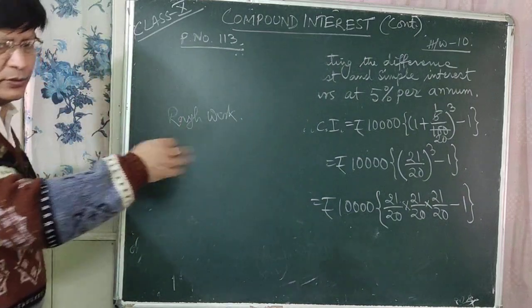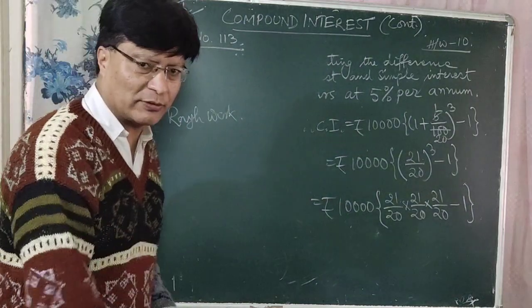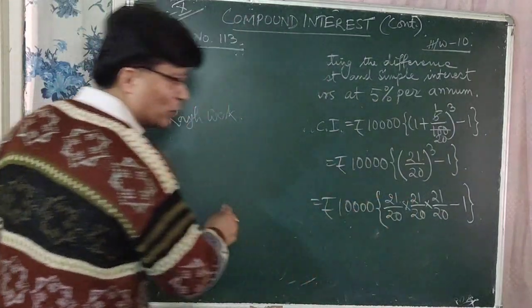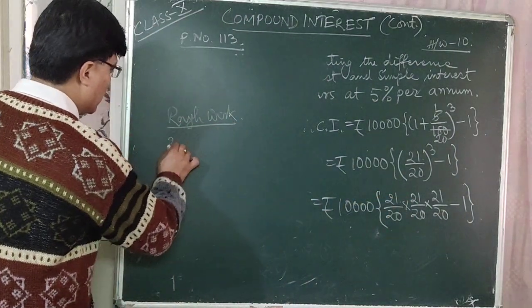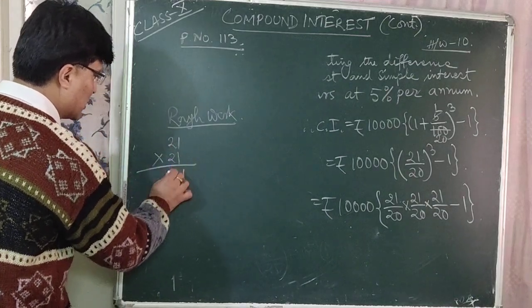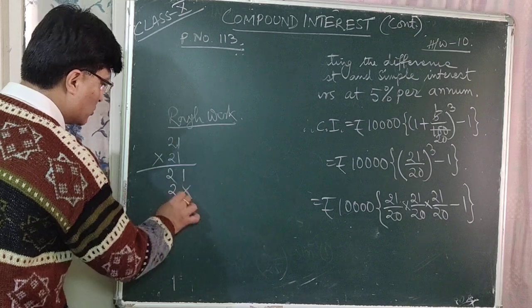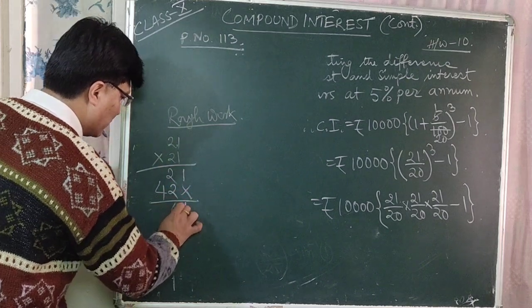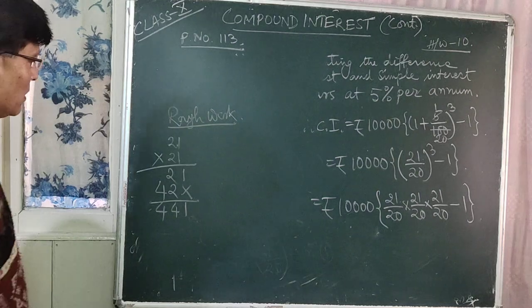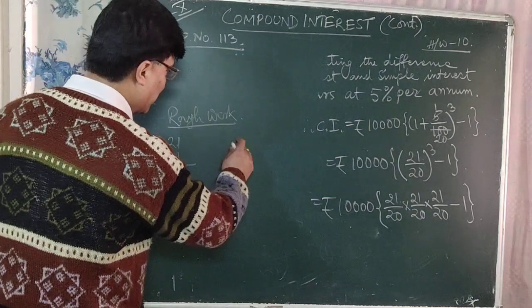Do the rough work on the right side of your paper. Now 21 into 21, right? So 21 into 21. Let us multiply them. 1 ones are 1, 1 twos are 2. 2 ones are 2, 2 twos are 4. So this is 1, 4, 4, 1. That is 441, right?